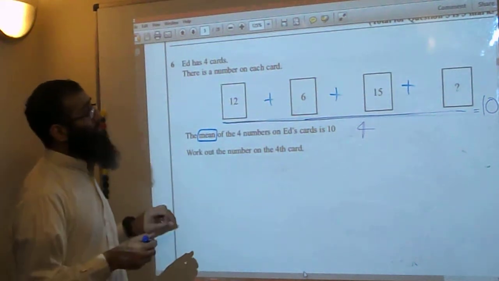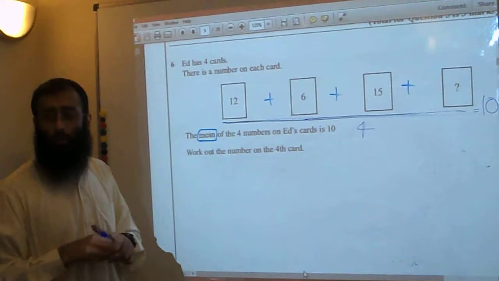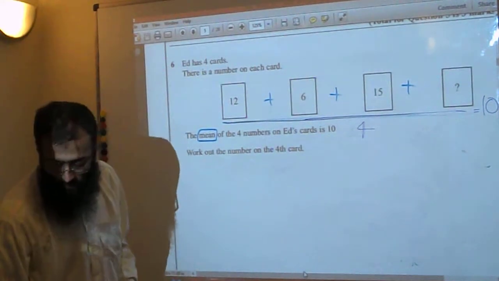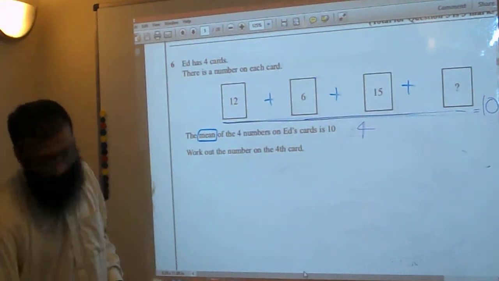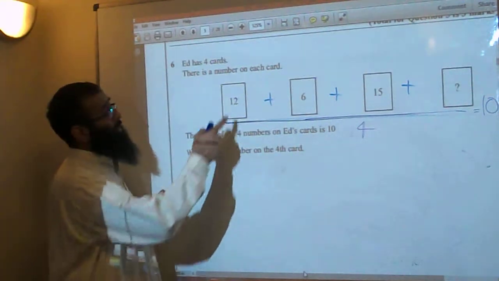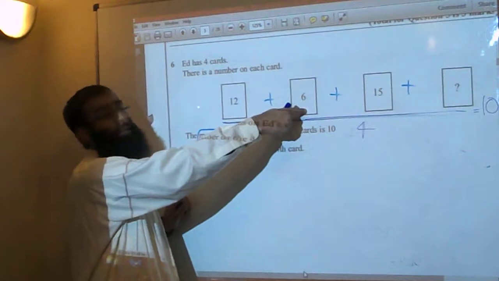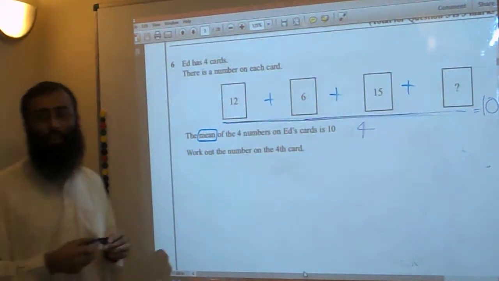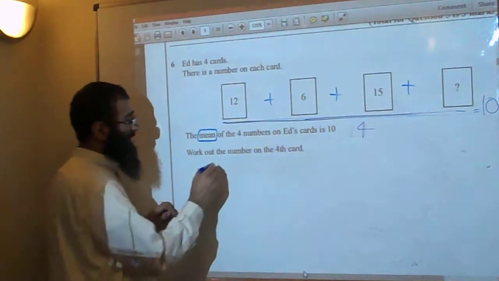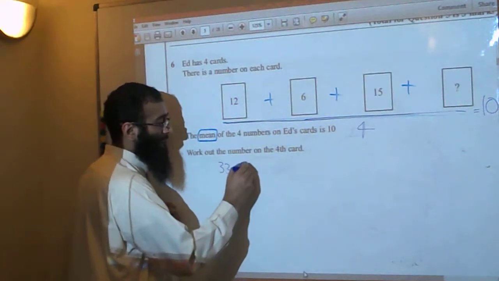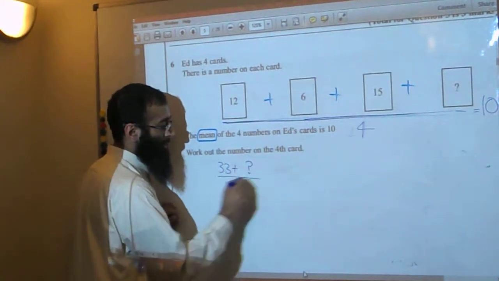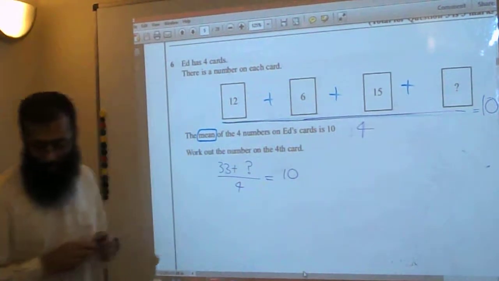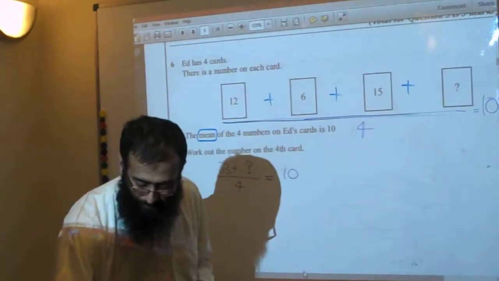Now, let's work out. Let's write it down a bit more. So 12 add 6 will give us 18. 18 add 15 will give us, just do 15 and 15 add 3, 33. So 33 add the mysterious number divided by 4 is equal to 10. Right, here comes a bit of rearranging.